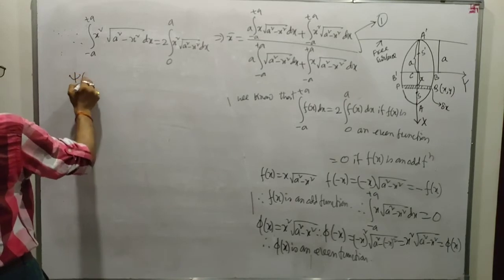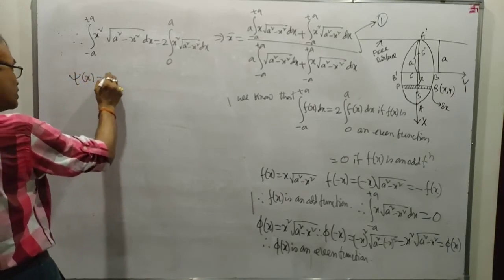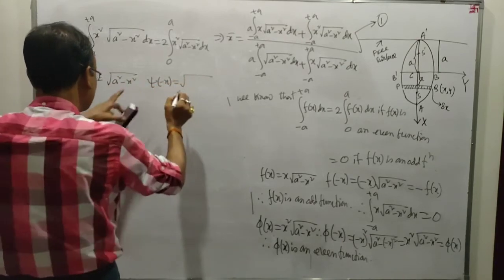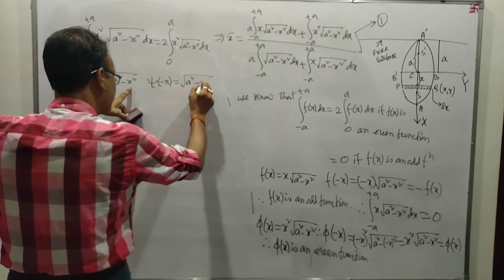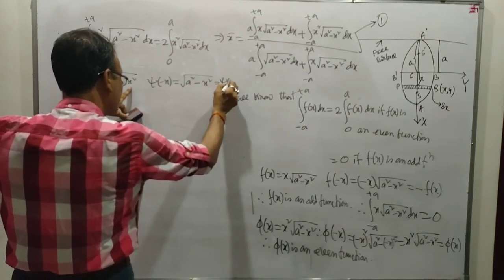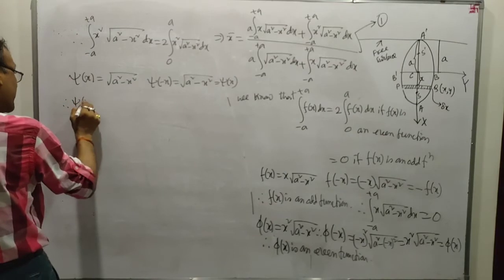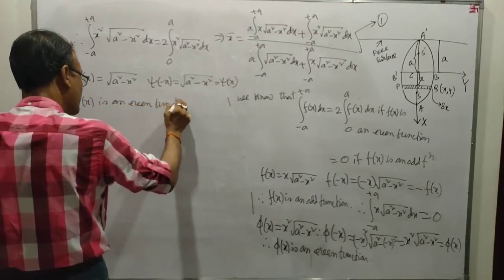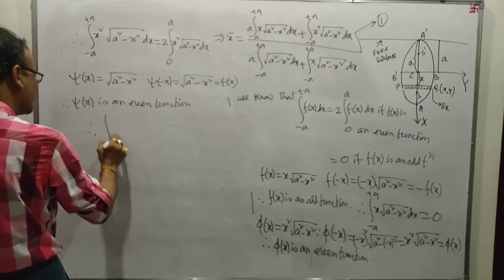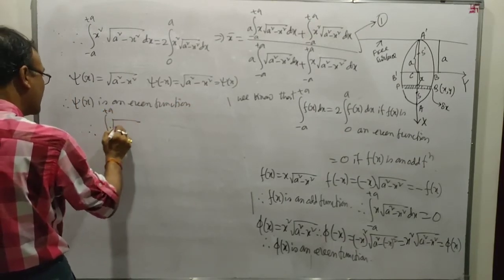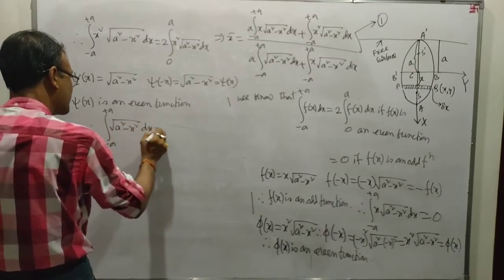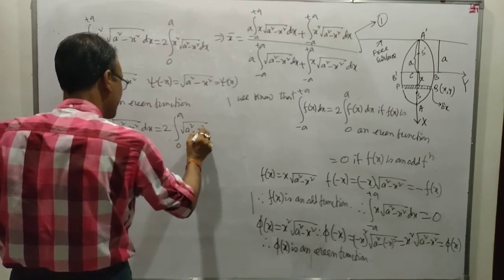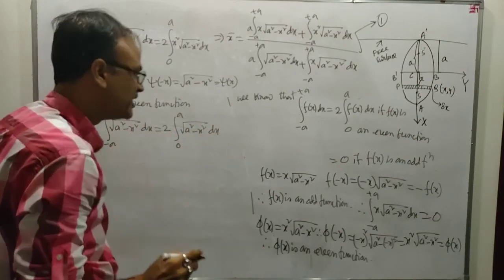Again, psi(x) equal to root of a square minus x square. Psi of minus x will be equal to, put x equal to minus x, psi(x). Psi(x) is an even function. Therefore, the integral from minus a to plus a of under root a square minus x square dx equal to 2 times the integral from 0 to a of root of a square minus x square dx. It will be like this.